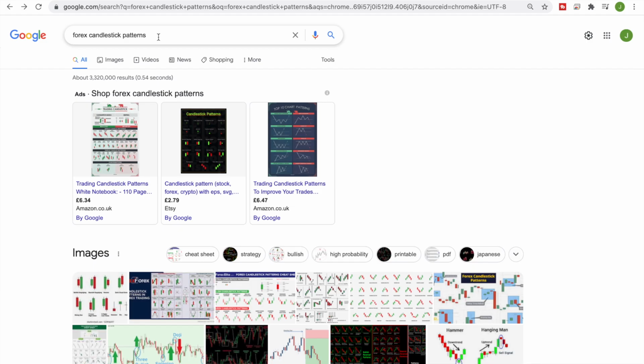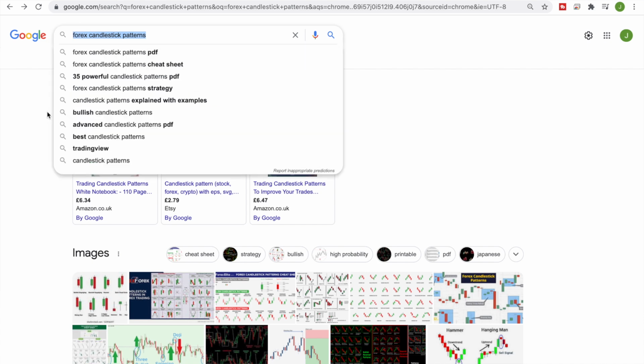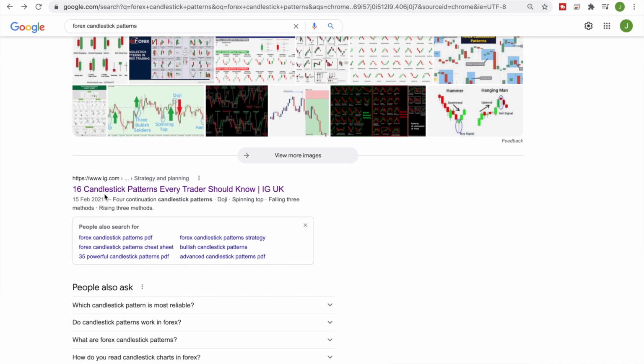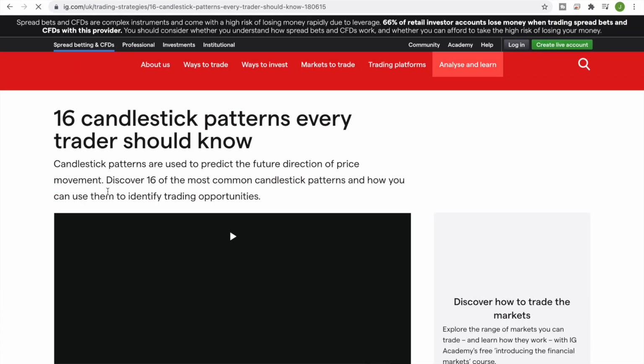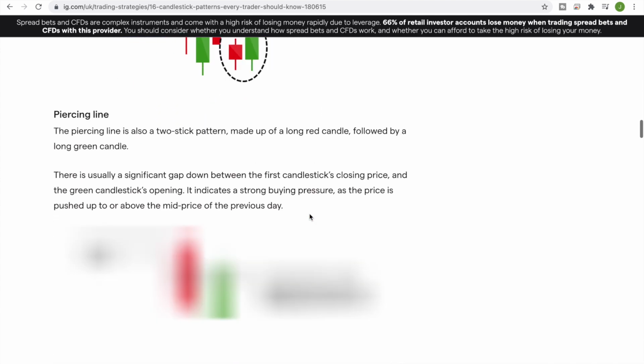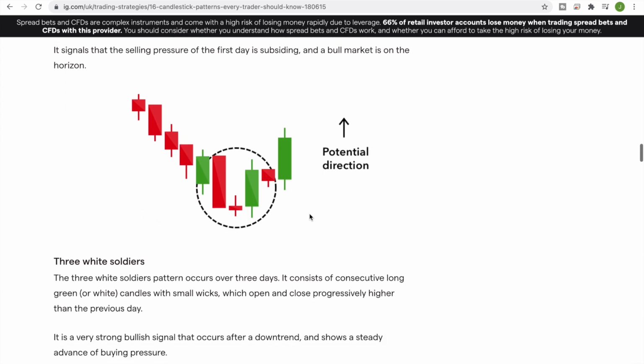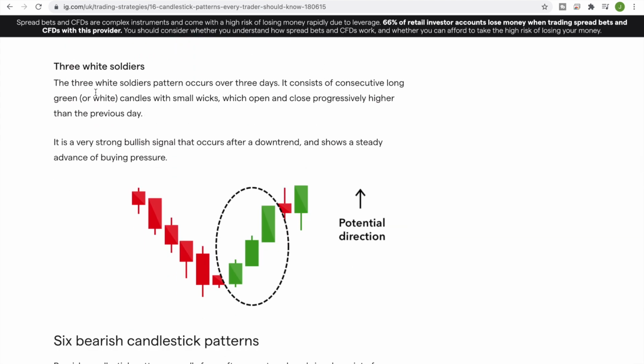I went to Google and typed in Forex candlestick patterns, and looking at the first result I clicked on from ig.com. Quickly scrolling down, I found something that piqued my interest, and it's called Three White Soldiers, and here it is. For this entry I'm just looking for 3 green candles, or 3 white soldiers, and I'm also going to do the opposite to trade in the opposite direction. Look for 3 red candles and see if, combined with a stop loss and an exit, I can make something work.